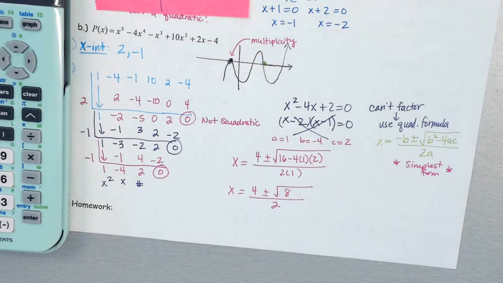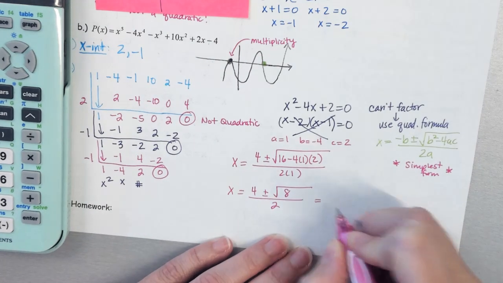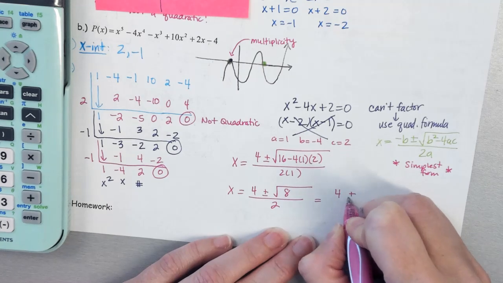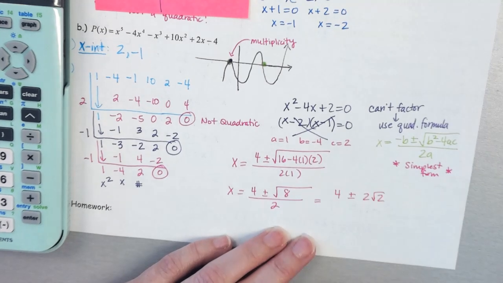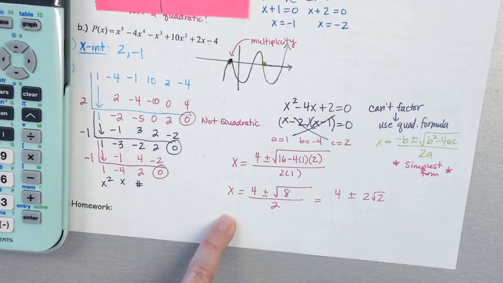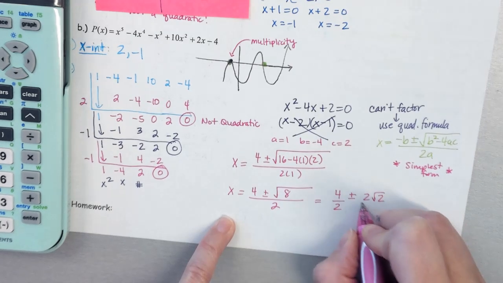So I honestly think simplifying is usually the most strenuous part of this. So there's a couple things you want to look for to simplify. The first one is if there's any perfect squares underneath the radical. So in 8, what's the perfect square? 4. So then this is going to become 4 plus or minus 2 root 2. And then see how it's divided by 2? You want to divide each of them by 2.